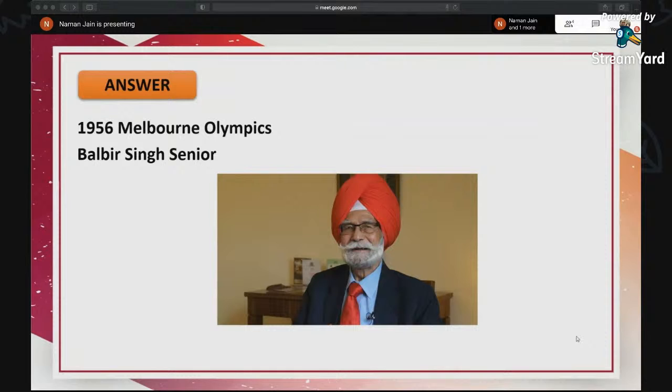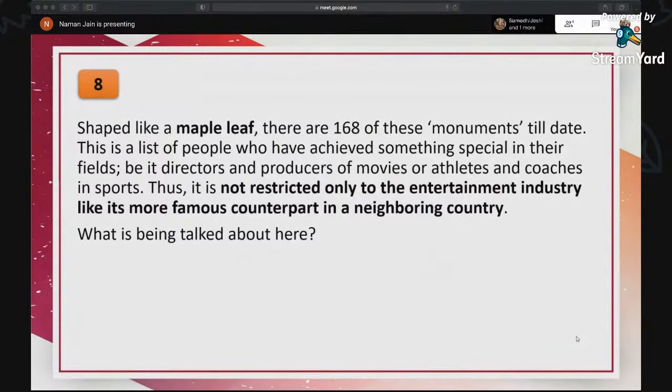So moving on to the next question. Yeah. What is being talked about here? Maple Leaf giveaway, not restricted only to the entertainment industry. And of course, it is a tribute to a very famous person. I could not exclude the person. So after giving the answer, tell me who is this? Who is being given a tribute through this question?